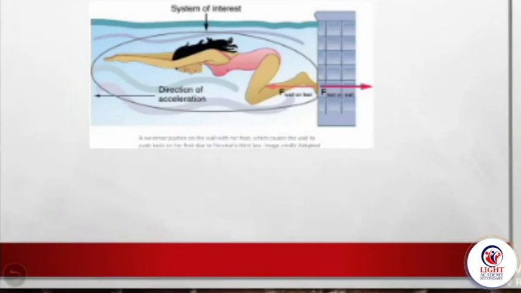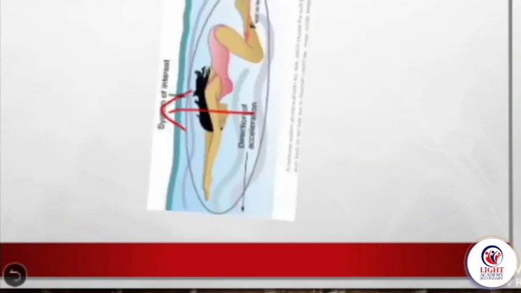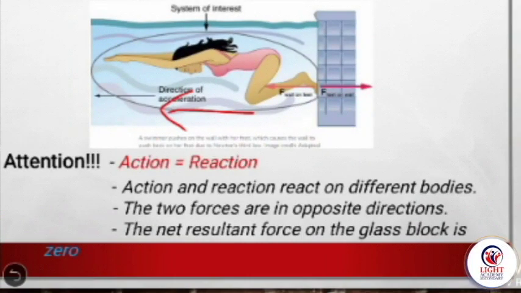We have a swimmer who tries to push herself off the wall. Her feet exert a force on the wall, and in return the wall also exerts another force on her feet, and she will instead take this direction. We have to note something. We have been talking about the third law of motion here, and we must pay attention to these four points.